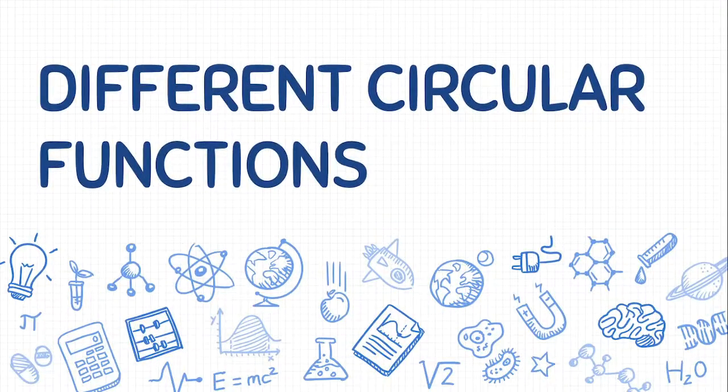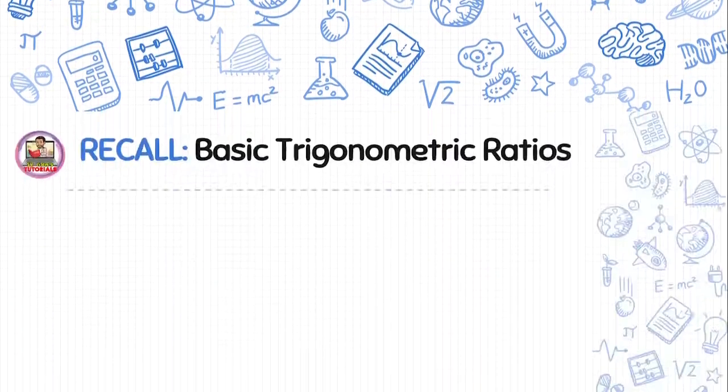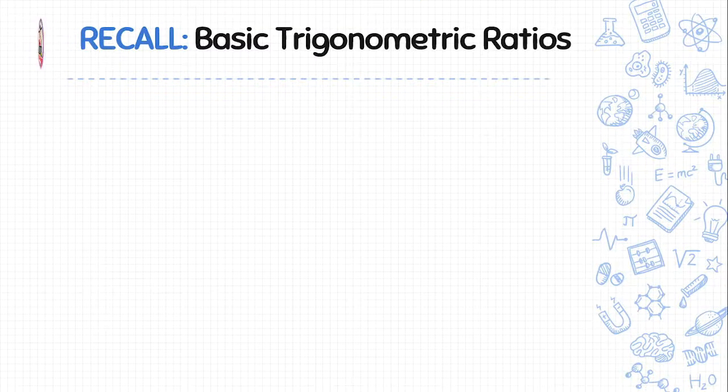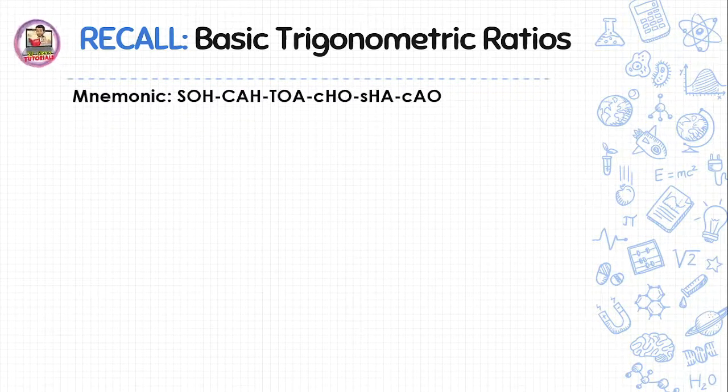Our topic is all about the different circular functions. But before that, we need to recall the basic trigonometric ratios that were taught during your grade 9 mathematics. So we have this mnemonic, SOHCAHTOA and CHO-SHAKAO. SOHCAHTOA represents the first three trigonometric ratios, and CHO-SHAKAO are the corresponding reciprocals of the first three trigonometric ratios. So what is SOHCAHTOA and what is CHO-SHAKAO?